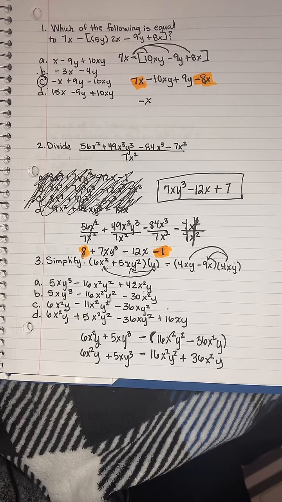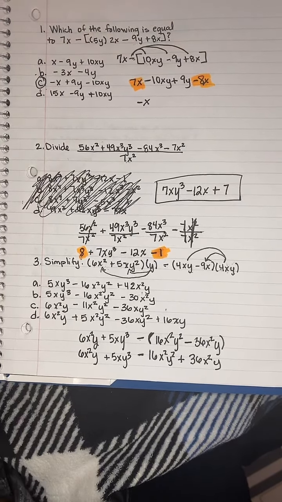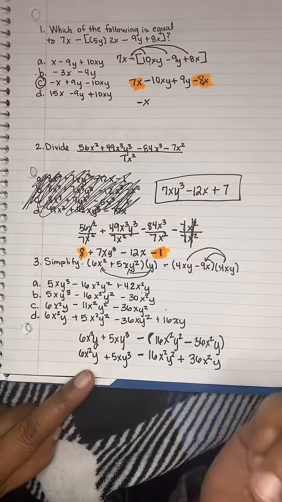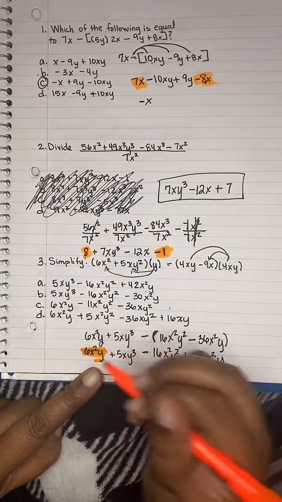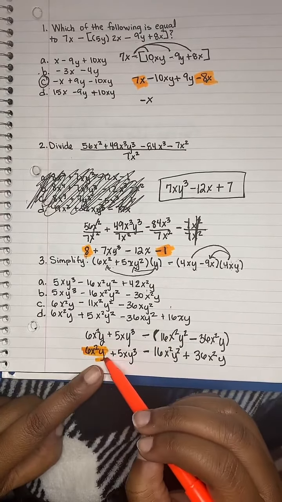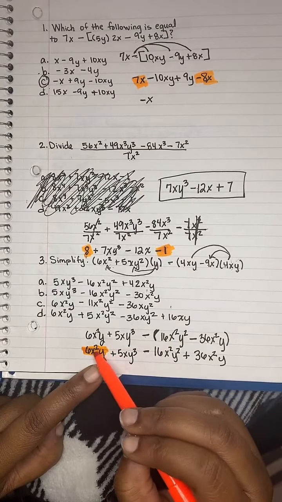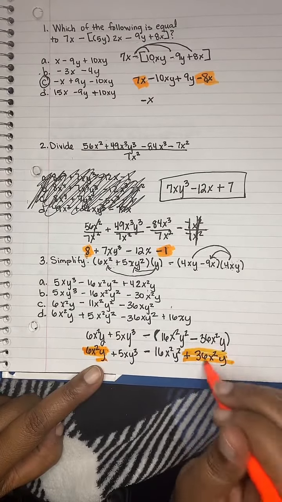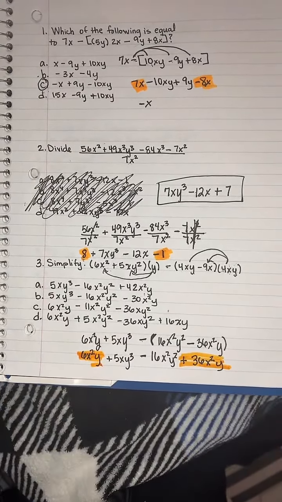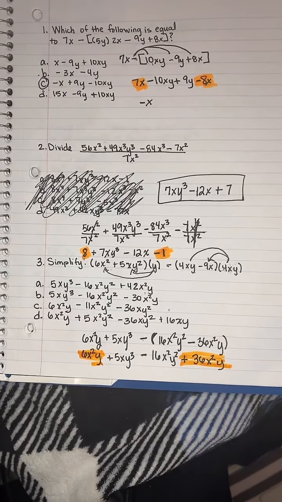So what we would end up with is, let me write it up here, 7xy to the third minus 12x plus 8 minus 1 gets us a 7. And this is our beautiful answer.